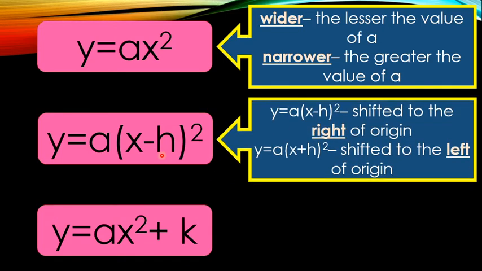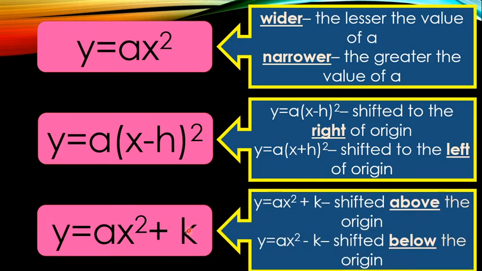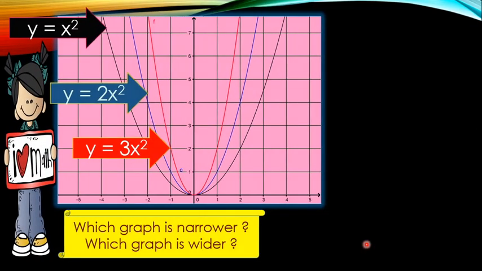Next, the behavior of our graph: if our function is given as y = a(x - h) squared, it is shifted either right or left. If our given is minus h, it is shifted to the right of the origin. If our given is plus h, it is shifted to the left of the origin. If our given is in the form ax squared plus k, or ax squared plus the constant, the value of k: if plus k, the graph is shifted above. If minus k, the graph is shifted below the origin.